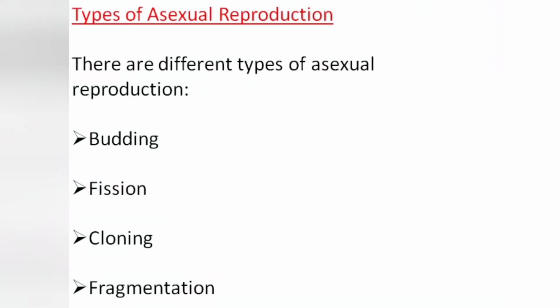Students, now we will study types of asexual reproduction. There are different types of asexual reproduction like budding, fission, fragmentation, and cloning. Students, now we will start with budding.